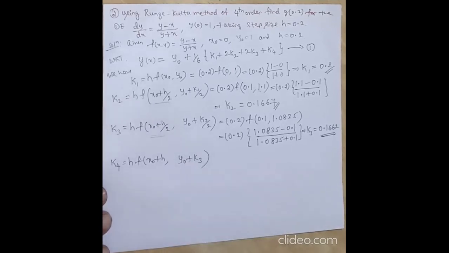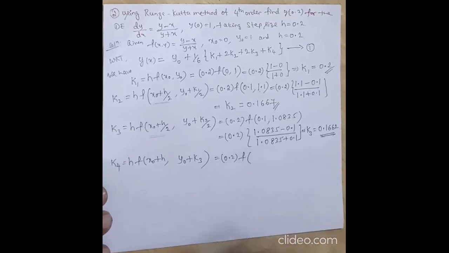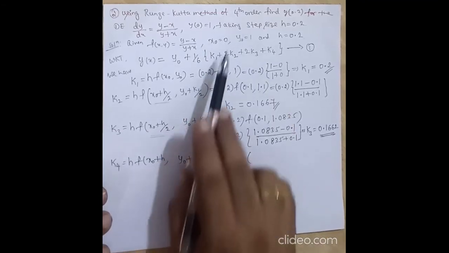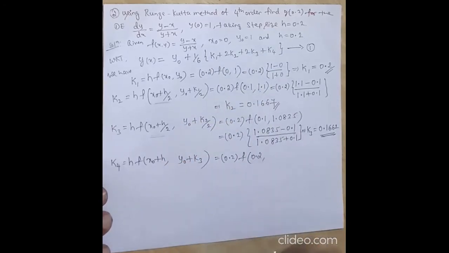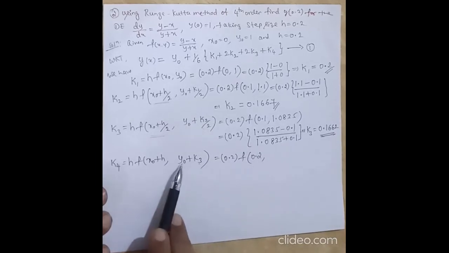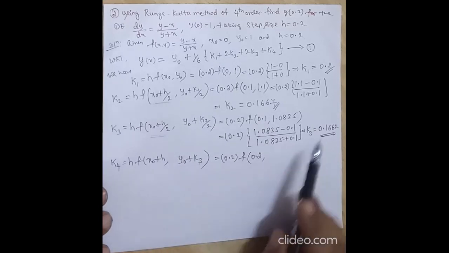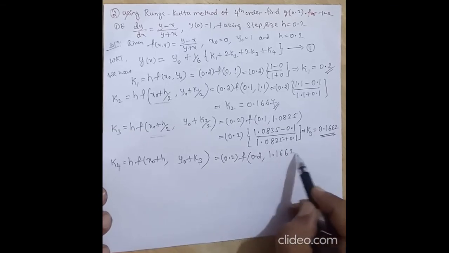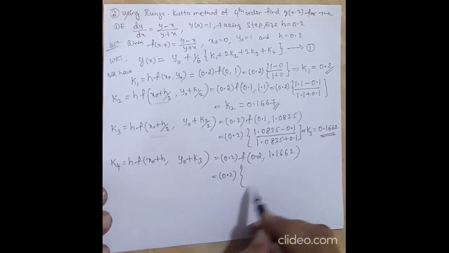Now at last k4, the formula is h into f of x naught plus h comma y naught plus k3. So this is the formula for k4. So h is 0.2 into f of x naught plus h. X naught was 0. H is 0.2. So x naught plus h means it is 0 plus 0.2. It gives 0.2, comma y naught plus k3. See, what is y naught? 1 here plus k3. K3 we got here. So it is 1 plus this, it is 1.1662.